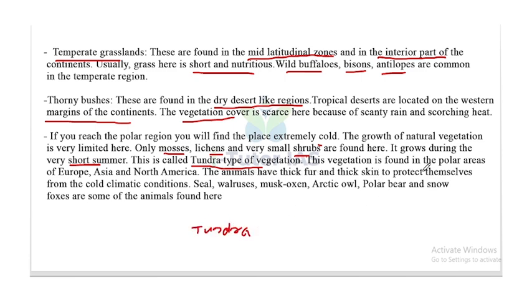This vegetation is found in the polar areas of Europe, Asia and North America. The animals have thick fur and thick skin to protect themselves from the cold climate. Seal, walruses, musk oxen, Arctic owl, polar bear and snow foxes are common animals in this region. So that's about the polar region.